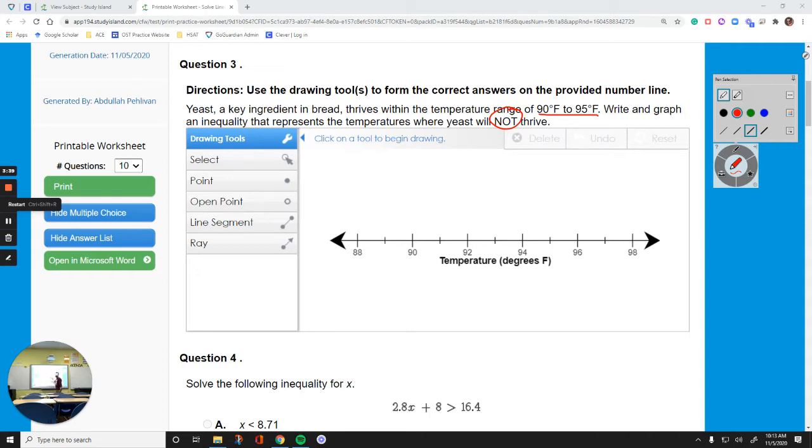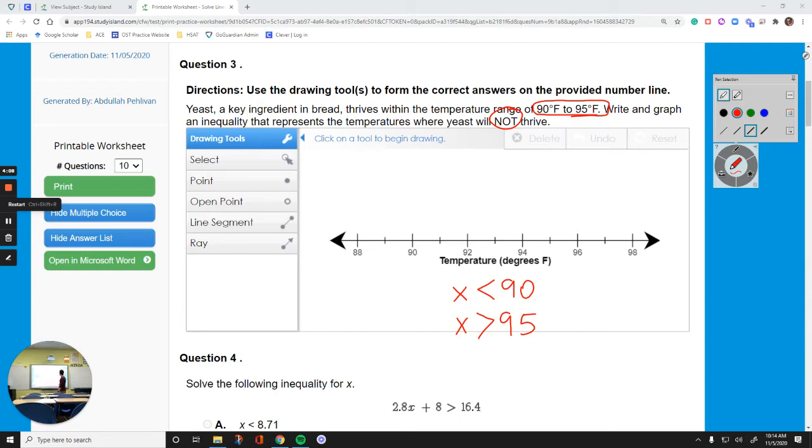Okay, here is the inequality. If it's not going to thrive, it is not going to be in between these two, right? It's going to be less than 90, more than 95. In that case, it's not going to thrive. So let's say x is the temperature. It is going to be less than 90 or more than 95. That's what we need.